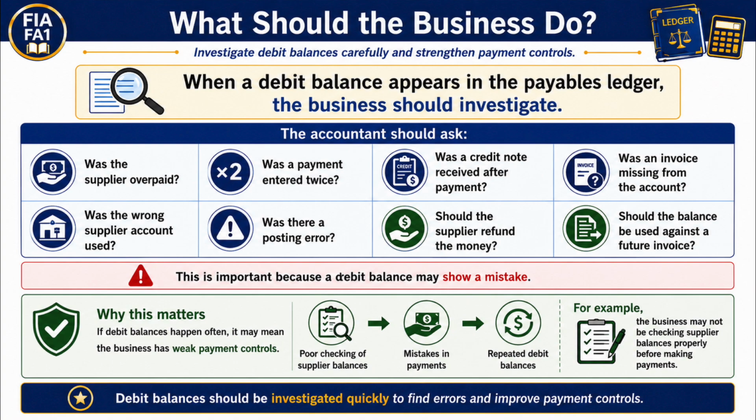This is important because a debit balance may show a mistake. If debit balances happen often, it may mean the business has weak payment controls. For example, the business may not be checking supplier balances properly before making payments.